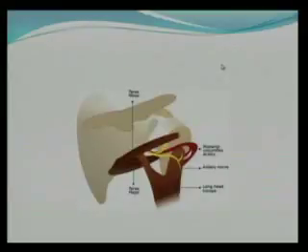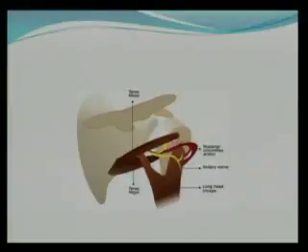Fortunate thing about the quadrilateral space is only two structures run through this space. So let's look at this anatomy over here. So this is the quadrilateral space right here, and this is the posterior circumflex humeral artery, and the yellow structure here is the axillary nerve. So this is the axillary nerve here, this is the posterior circumflex humeral artery here, and this is the quadrilateral space.